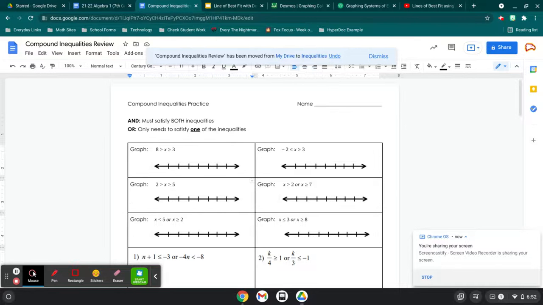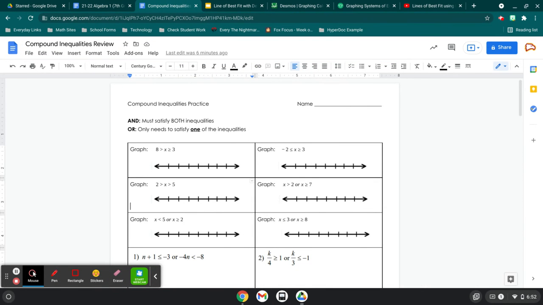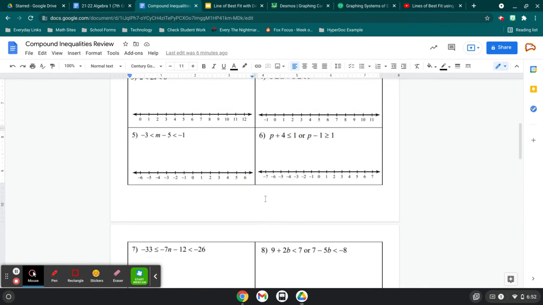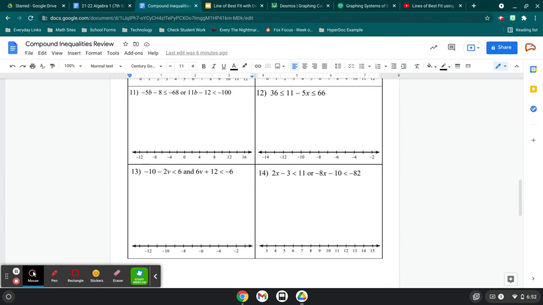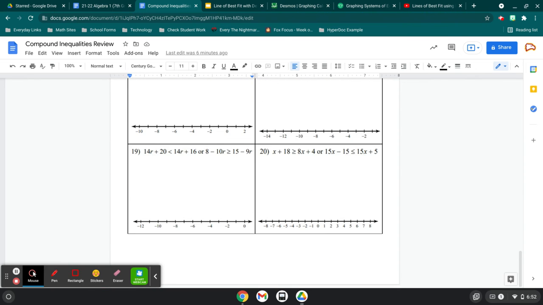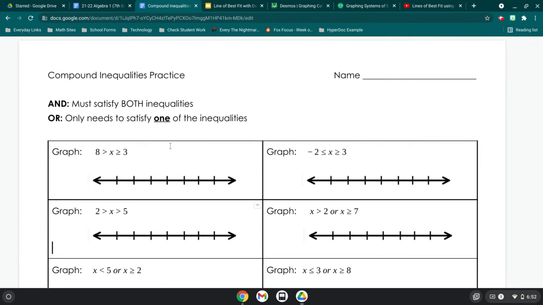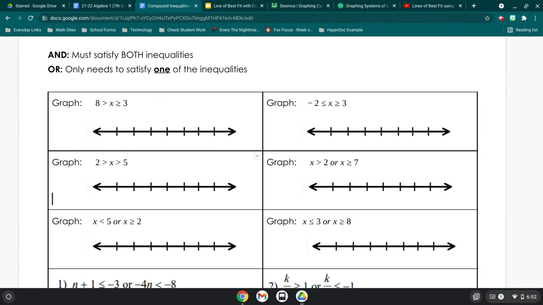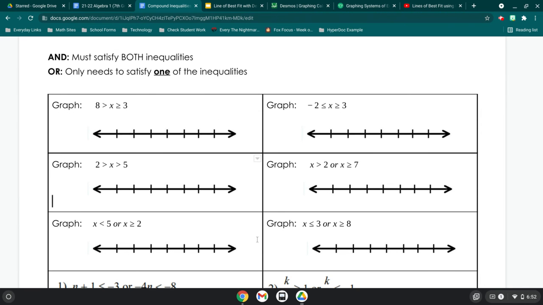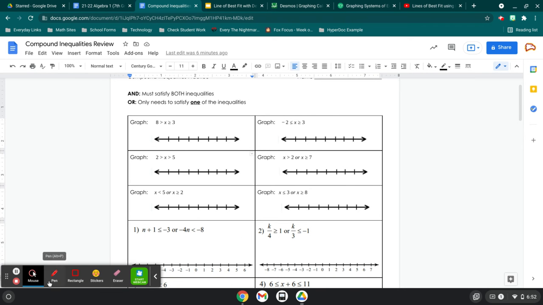All right, so we are going to look at some more examples of compound inequalities. So it's a lot like yesterday. We're just going to have some multi-step or variables on both sides. A lot of practice you're going to be doing on your own. But to start, we are going to look at a lot of different situations that can happen on our graphs. So remember that both inequalities have to be satisfied. And for or, only one of them needs to.